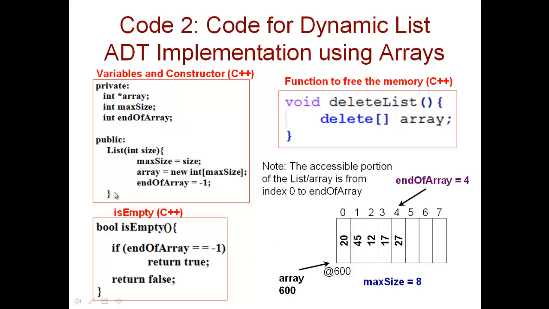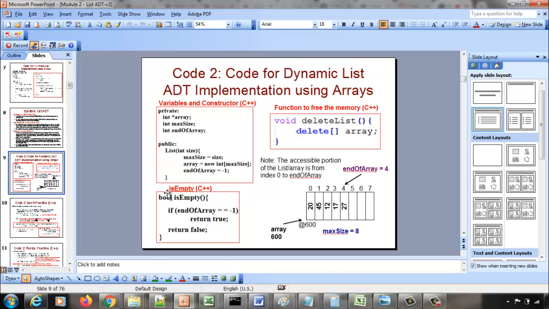Now the constructor for the list: I pass the size that I want to set up for the array. I set max size equal to that size. Then I create the block of memory by saying new int max size, a block of memory that can hold that many integers, and assign that base address to the array pointer variable. Initially I set end of array to be -1, because initially the array is not filled up, so it's an empty array with no values.